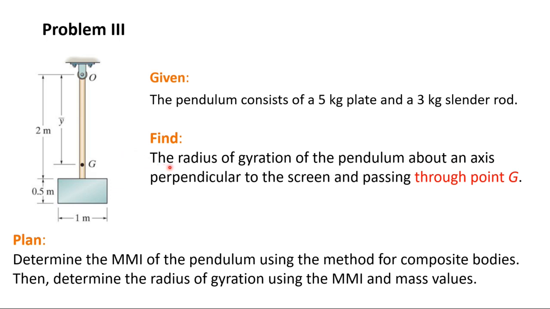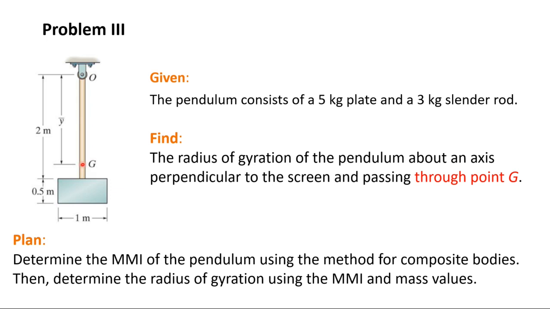So we need to find the radius of gyration of the pendulum about the axis that is perpendicular to the screen and passing through the point G, where my red point is now. Just imagine that there's a pin going towards your screen, and that will be the axis we're looking for.